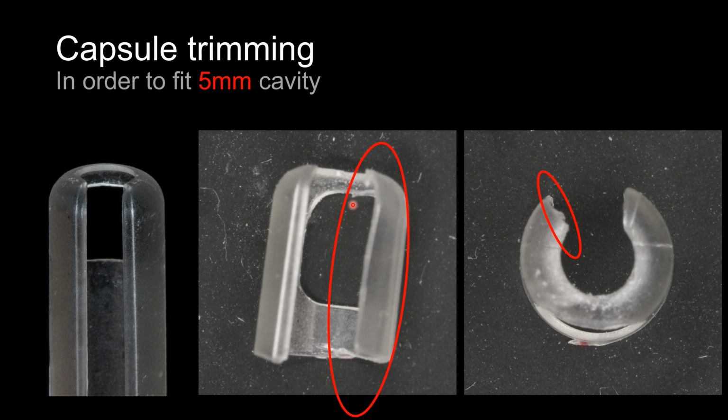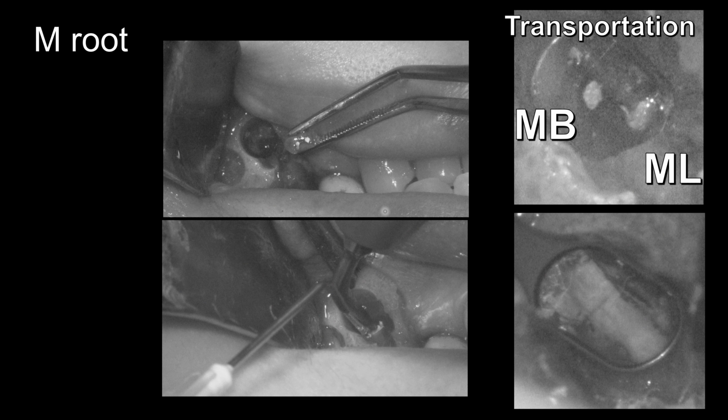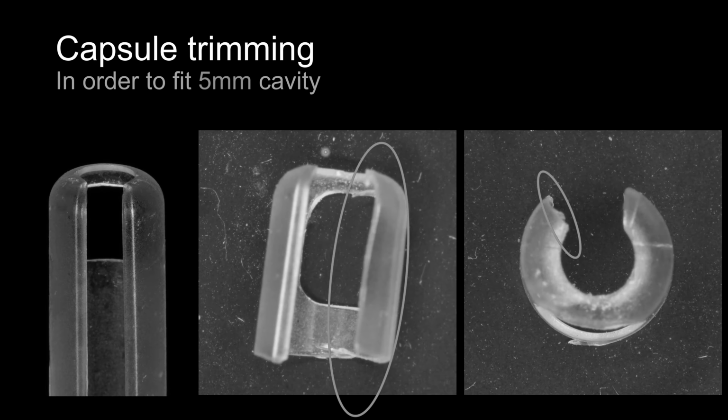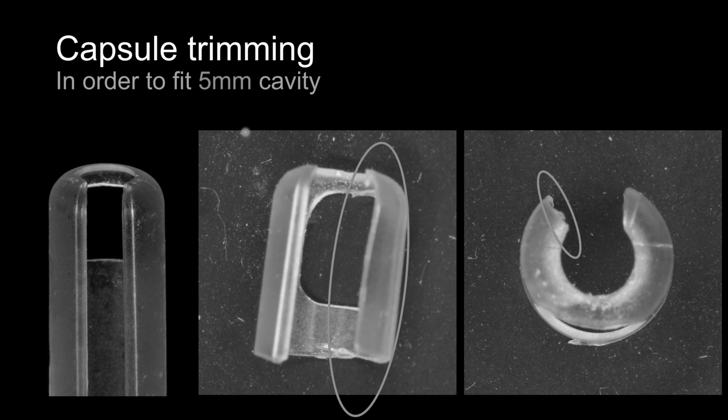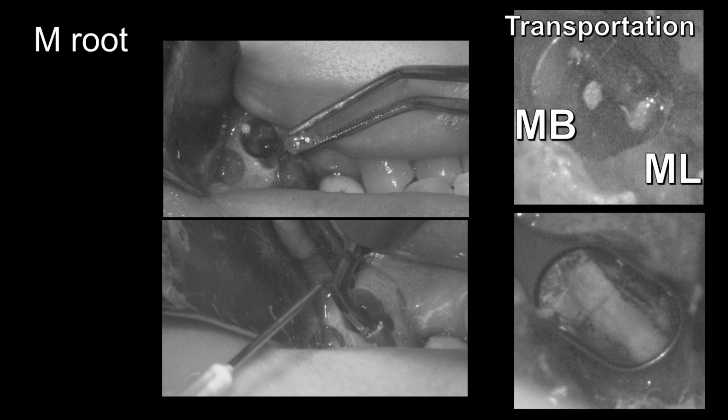So I trim this capsule here, and I do the mesial root and the distal root. In the mesial root, the lesion is bigger, so I didn't use the capsule there. And this is what I see in the surgery. You can see after I cut the root end, we can see transportation here.